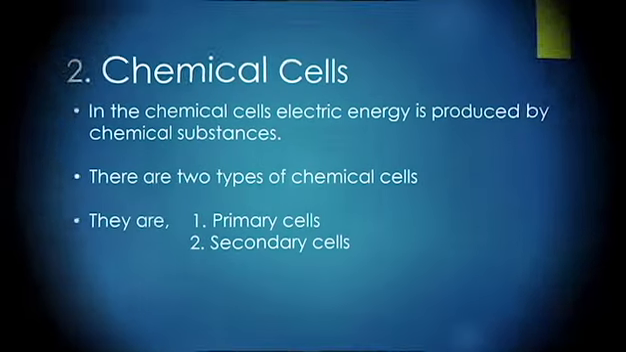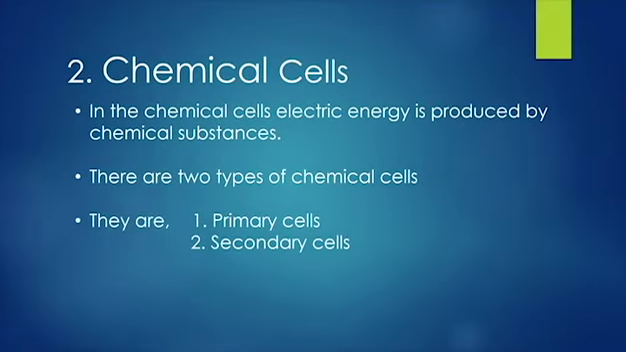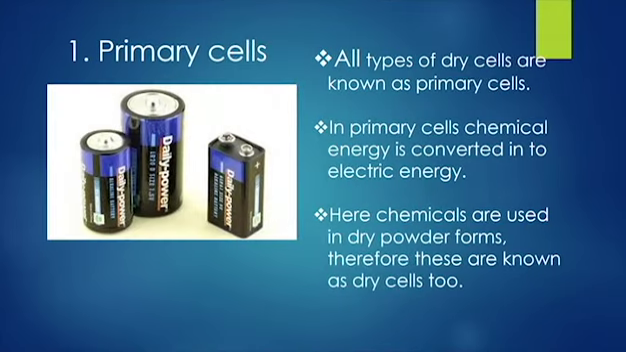Now let's see the second category of cell, the chemical cell. In a chemical cell, electric energy is produced by chemical substances. There are two types of chemical cells. They are primary cells and secondary cells. Let's move on to what primary cells are.